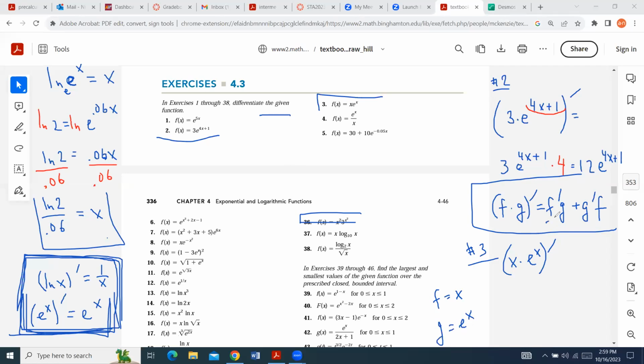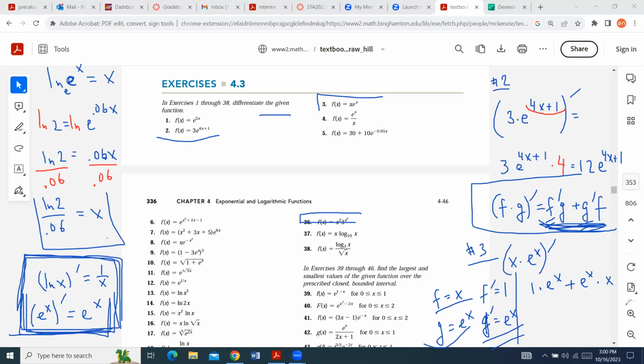And now I need to know the ingredients, such as f prime and g prime. So I'm gonna be using that formula above. So f prime is 1. And g prime, well, that's the derivative of e to the x. That's my favorite formula. It's the same e to the x. So using these pieces, I'm gonna now set up this big sum. So it's f prime, which is 1, times g, and g is my e to the x function, plus g prime, which is also e to the x, and it's multiplied by function f, which is x.